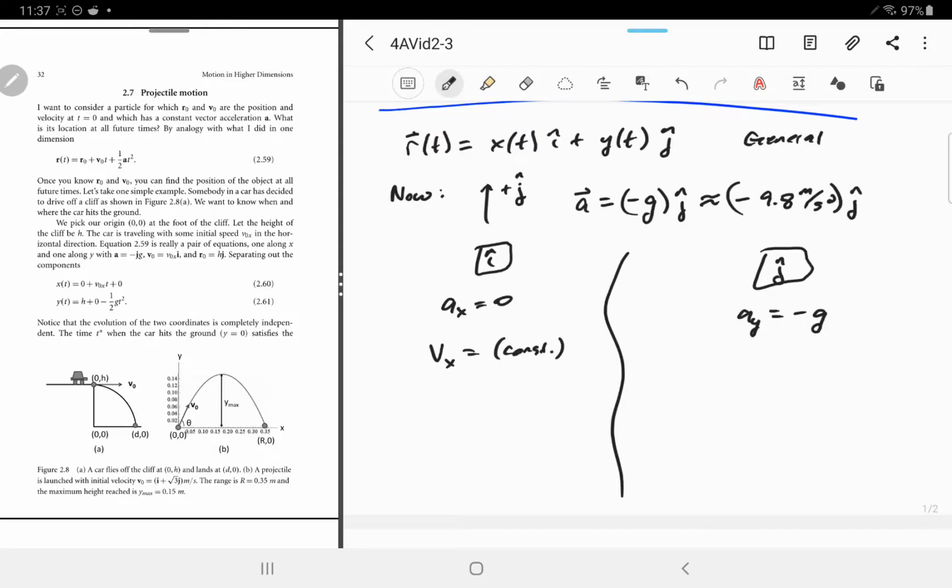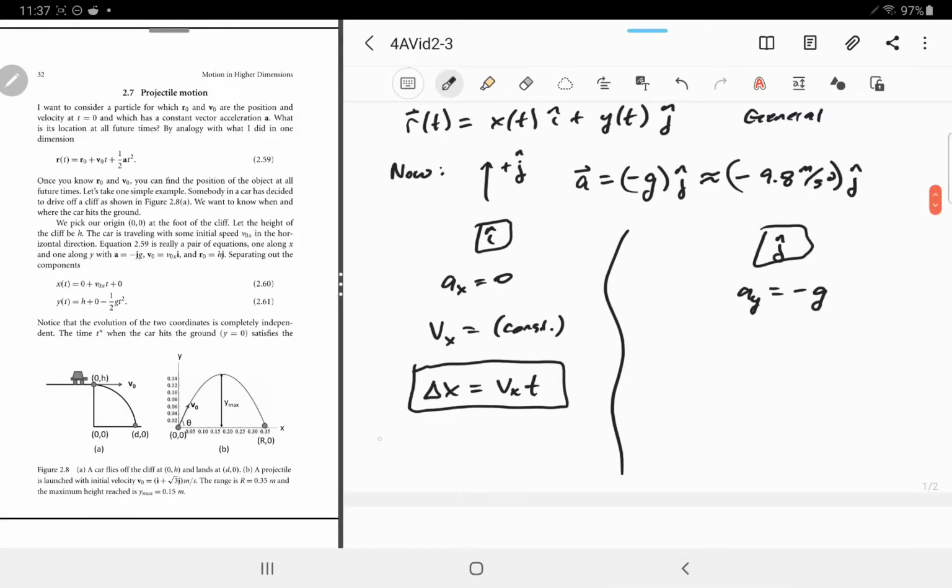Right? So delta x is v_x t. And this is basically like the only equation in the x direction that we're really going to need. So it's understood here that v initial, the x component, and v final, the x component, they're the same because v is constant.